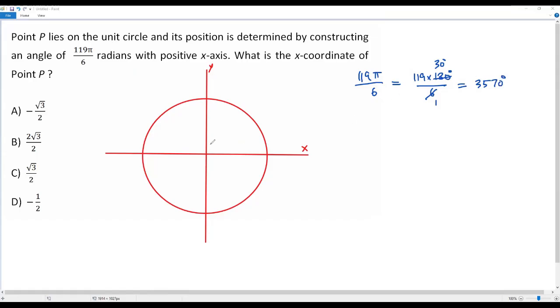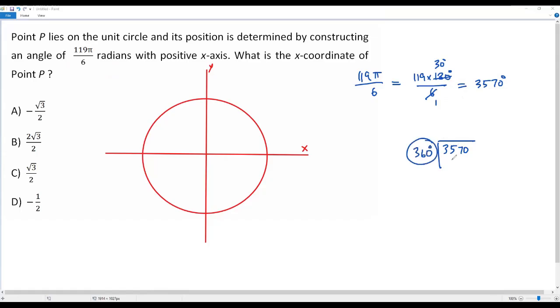We know that the angle of one full rotation is 360 degrees. But here, when I convert the given angle measure from radians to degrees, I am getting 3570 degrees. So here we have many full rotations in this one. I think we have about 9 full rotations. So now we have to get the angle measure apart from the full rotations. How do we find that? Let's divide this angle measure 3570 by the angle of one full rotation, that is 360.